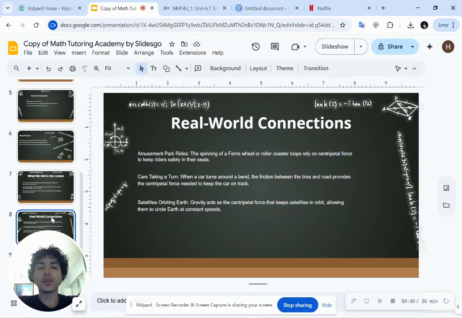Satellites orbiting Earth. Gravity acts as the centripetal force that keeps satellites in orbit, allowing them to circle the Earth at constant speed. Without the centripetal force, they won't be able to orbit and will go off in straight lines. We need them to go around the Earth and not in straight lines because the Earth is not flat, it's a sphere, so they have to orbit around it. So that's where we see the need for a centripetal force.